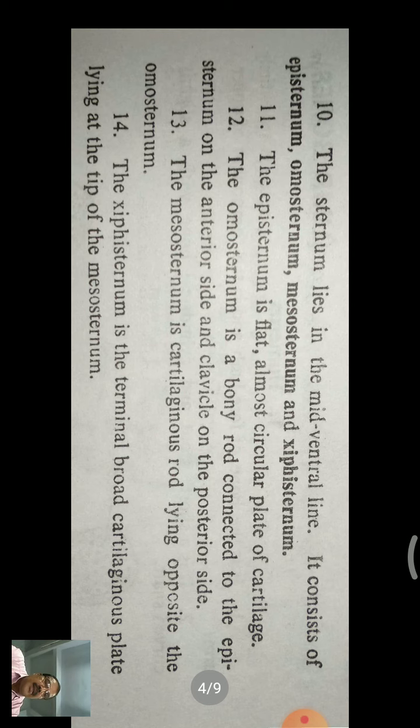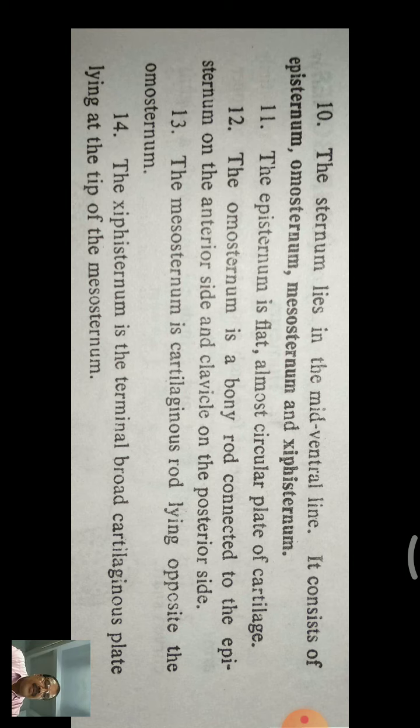The sternum lies in the mid-ventral line. It consists of episternum, omosternum, mesosternum, and xiphisternum. The pectoral girdle also contains a major part, the sternum. The sternum consists of episternum, omosternum, mesosternum, and xiphisternum.